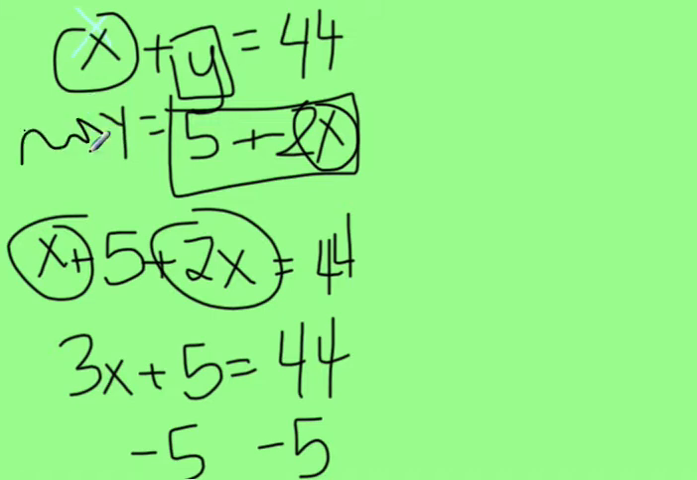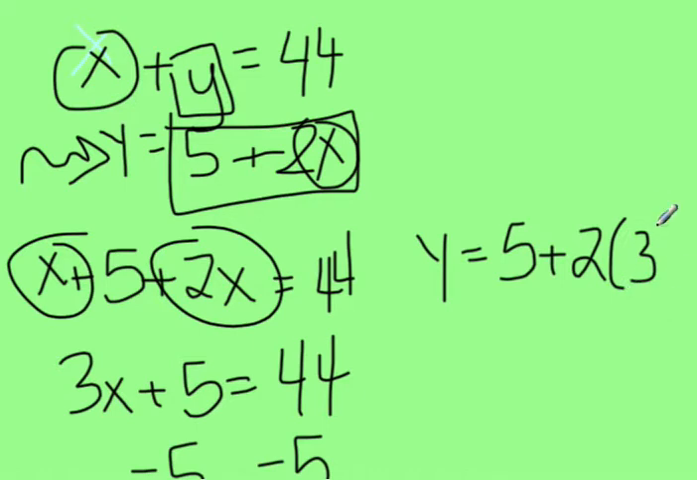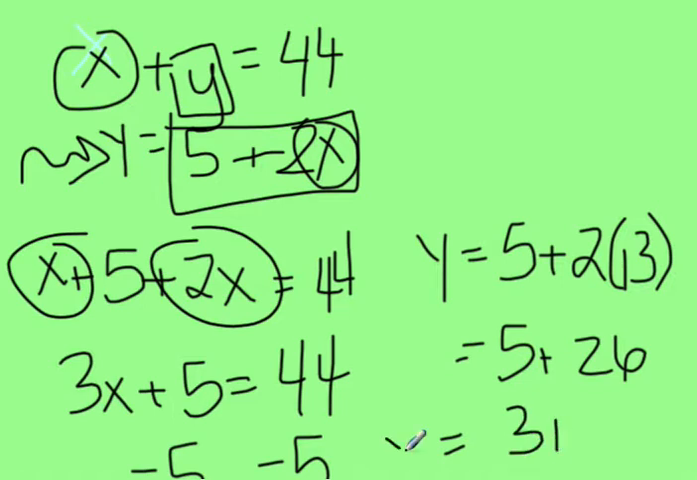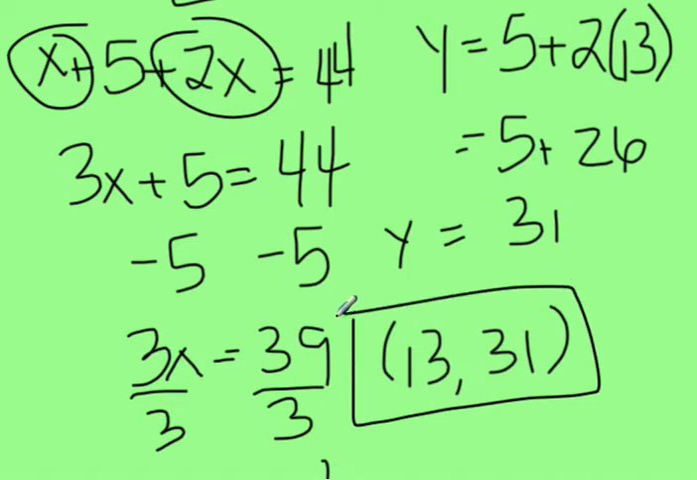Well, I see again that this equation right here is already solved for y, so I'm going to plug it into that one. You could plug it into the other one and it would still work. So I'm going to take x out completely, and I'm going to put in 13 instead. There we go. So then we're going to get 5 plus 2 times 13 is 26. 5 plus 26 is going to be 31. So y is equal to 31. So then my solutions are 13, 31 for that one.